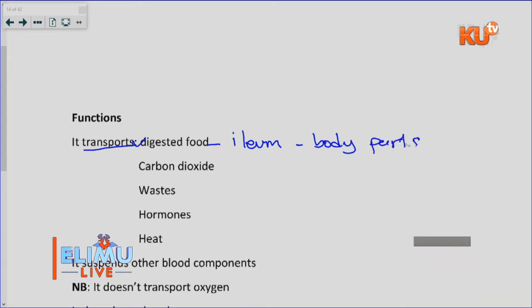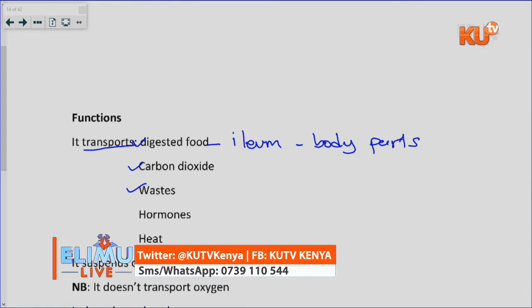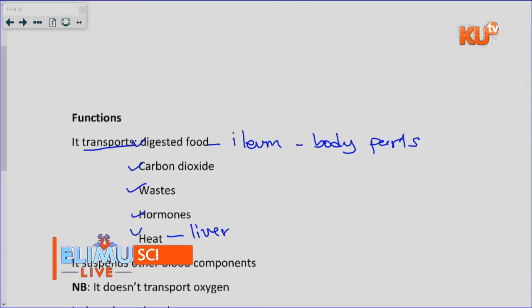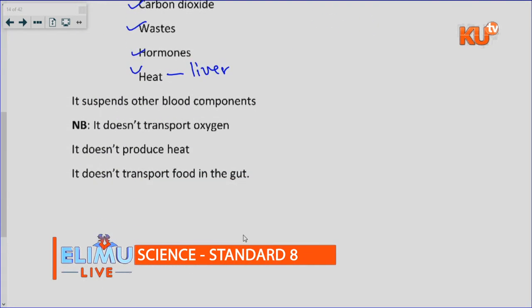It transports carbon dioxide, that is from where the exchange of gases takes place. It transports wastes to the excretory organs. Then it transports hormones from the glands where they are produced to where they are needed. It transports heat, and heat is produced by the liver, so it transports heat from the liver to other body parts. It also suspends other blood components. This is a key point. It suspends other blood components.